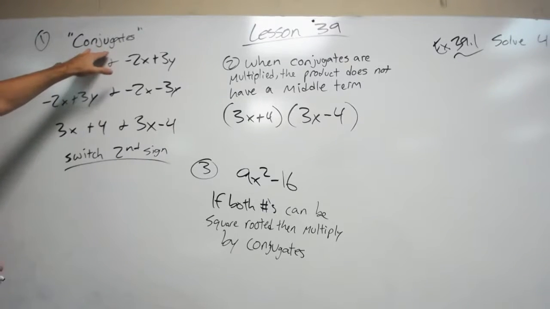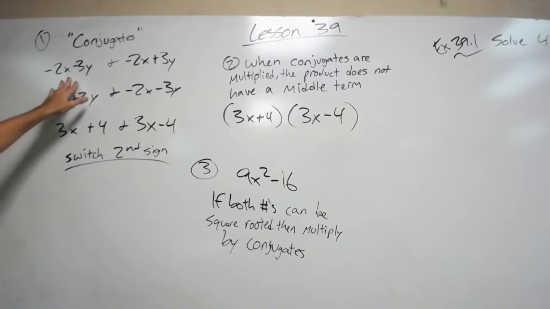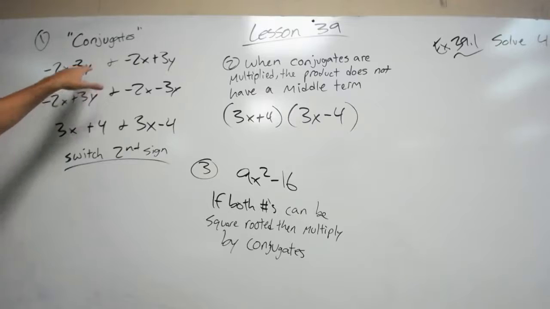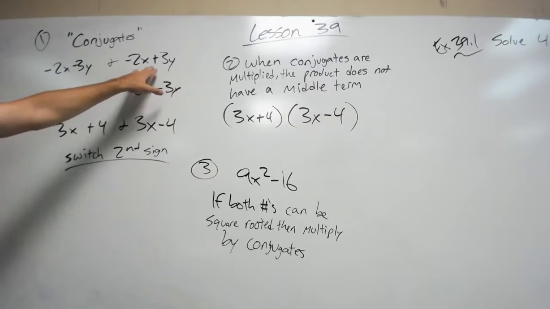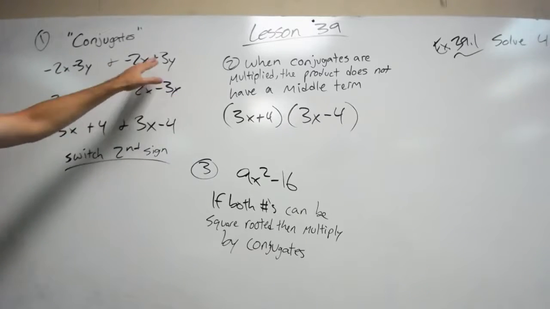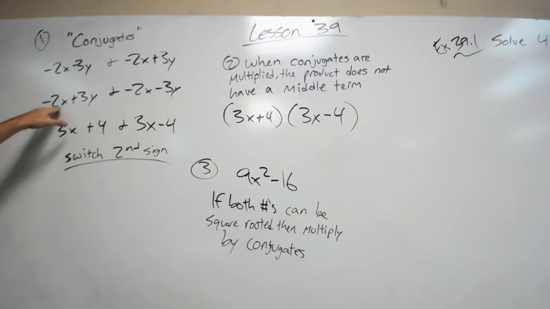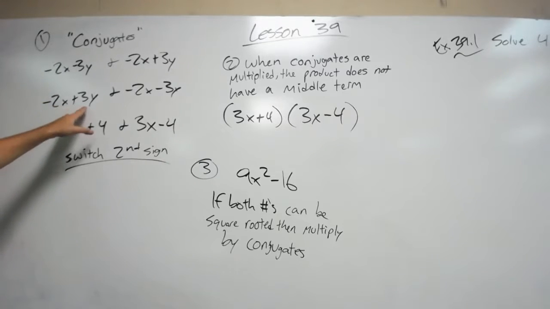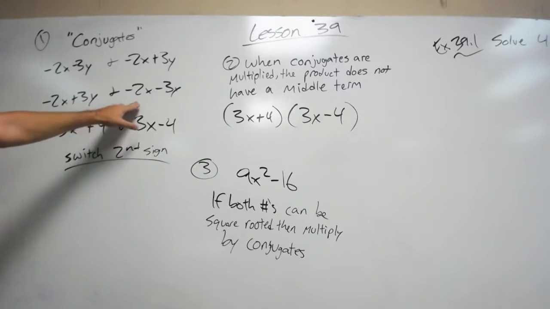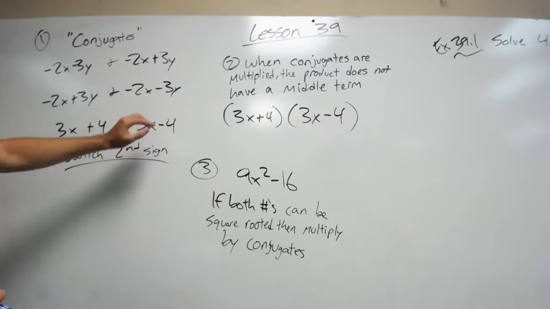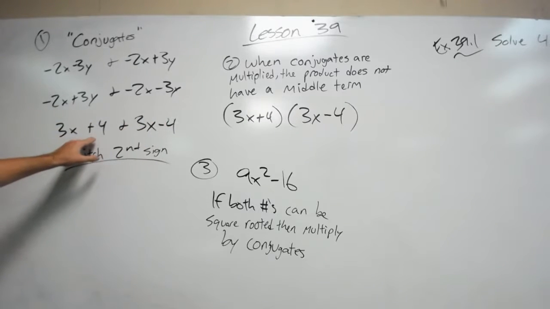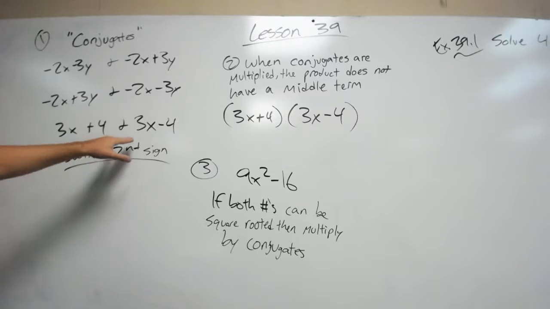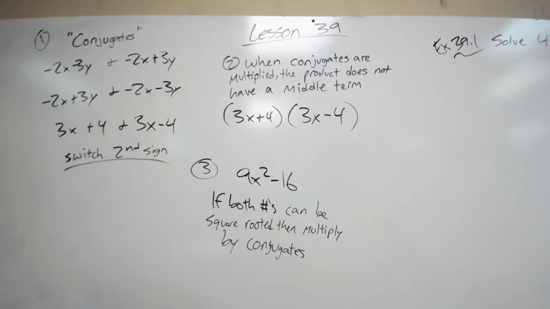Here's what conjugates are. Say you have an expression of 2x minus 3y. Its conjugate would be negative 2x plus 3y. Vice versa, you have negative 2x plus 3y. Its conjugate is negative 2x minus 3y. And one more, 3x plus 4 and 3x minus 4 are conjugates.